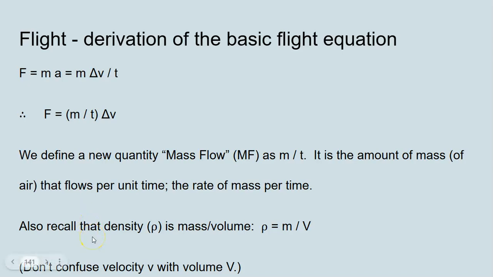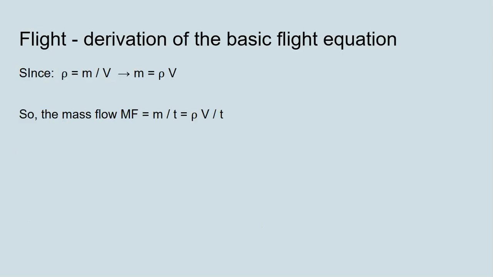And we need to bring in a couple of other ideas. Remember what density is all about. Density is represented by the letter rho. It's the Greek letter rho, and it's mass per volume. This is a little tricky. Don't confuse velocity, little v, with volume, big V. Now, we happen to know that density is mass per volume, therefore mass equals density times volume. So we can also write the mass flow as mass per time, which is density times volume per time.